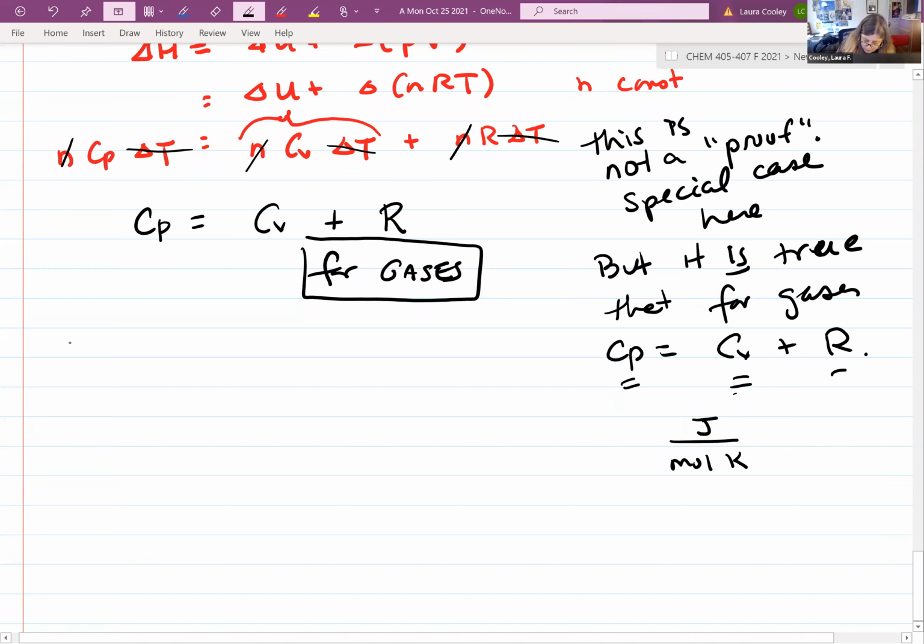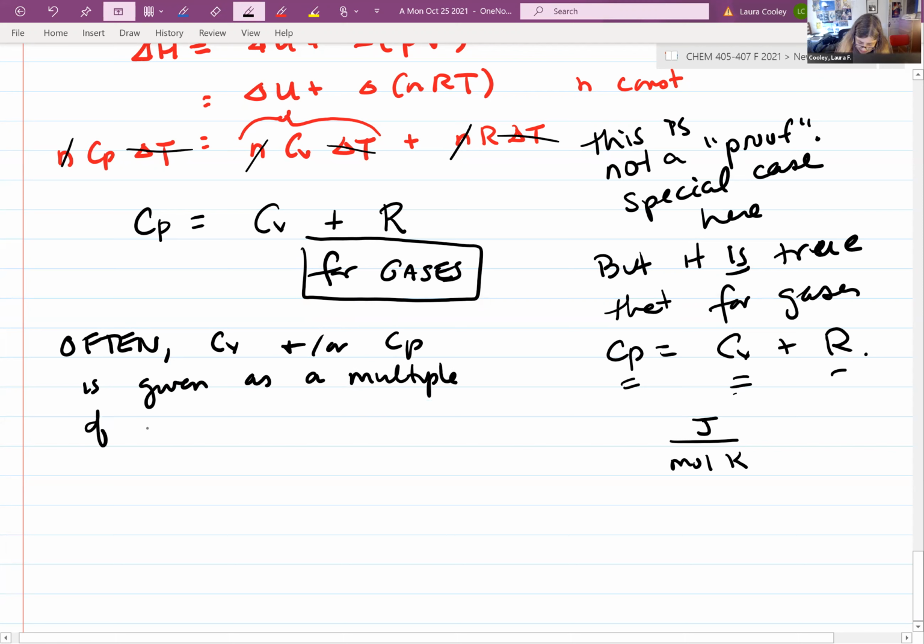Okay, what you will often see is that CV and or CP is given as a multiple of the gas constant R. And let me just show you the very simplest example, which is for a monatomic ideal gas.